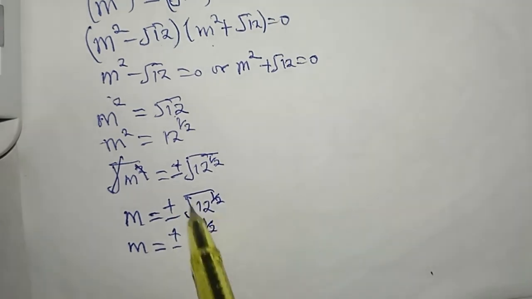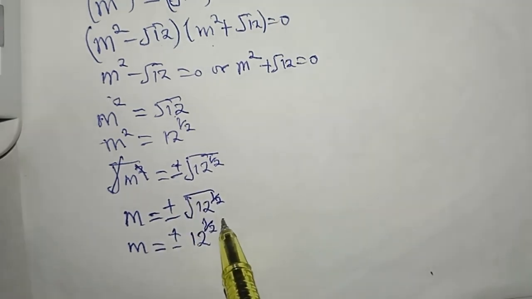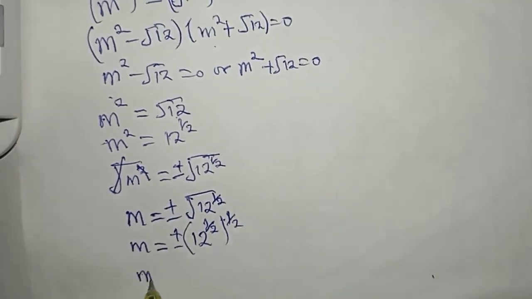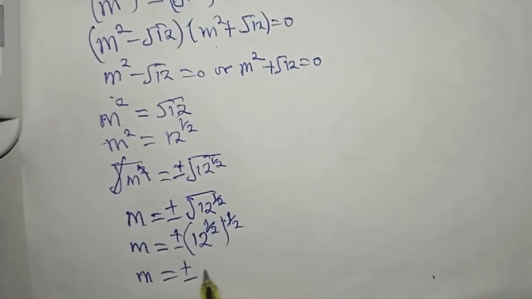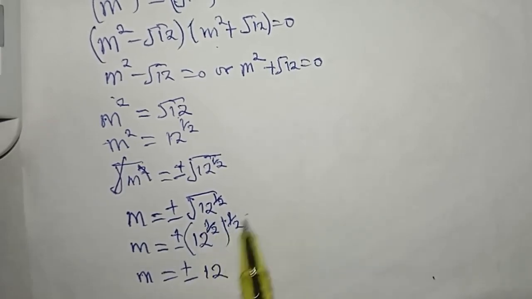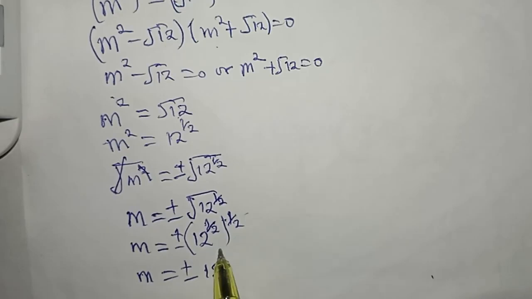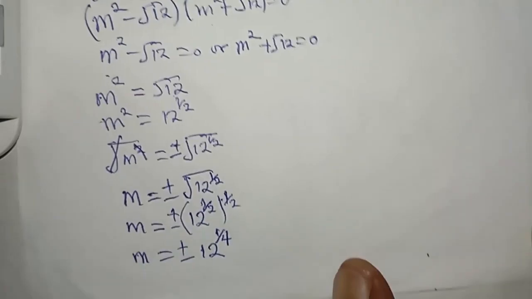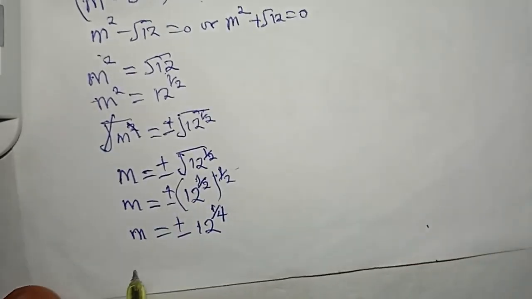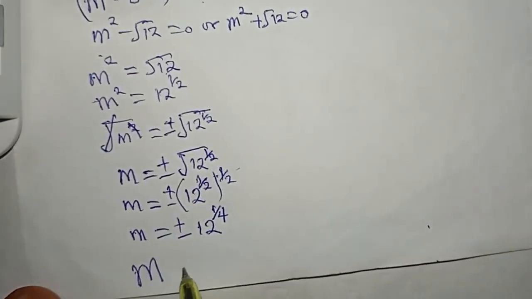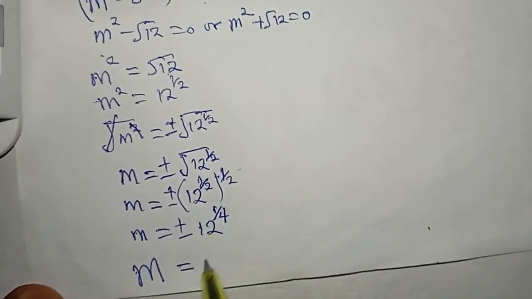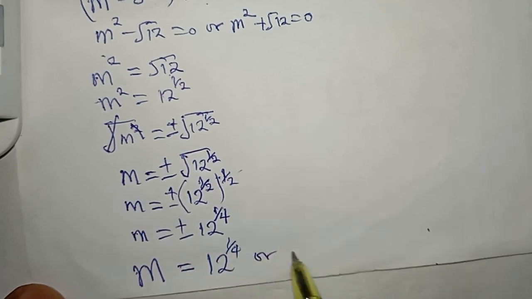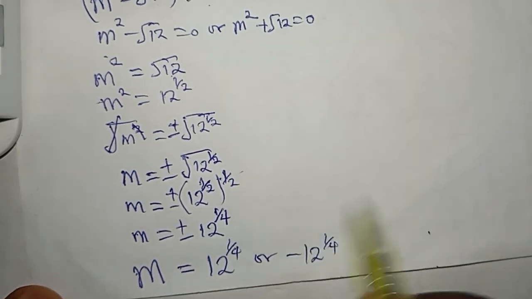This square root I can also write as a power 1 over 2 again, so that finally m now becomes plus or minus 12 power, and I can use this 1 over 2 to multiply this, so this will give me 12 power 1 over 4. So we're getting the two values of m from here. m is equal to positive 12 power 1 over 4, or negative 12 power 1 over 4.